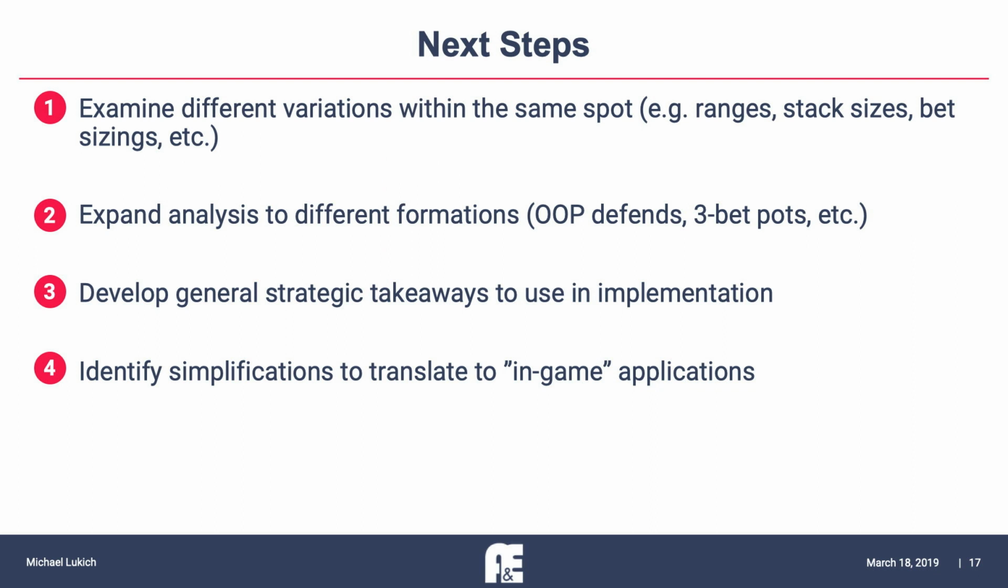The next is to look at things across different formations. Some of the takeaways we mentioned here are from a cutoff versus big blind range. It's going to be a lot different when we're looking at it from out of position defends, or in position defends, or 3-bet pots. So looking at those different formations is going to yield some different analyses.